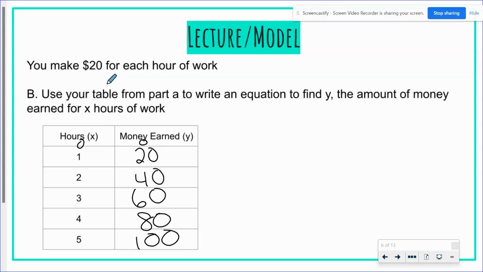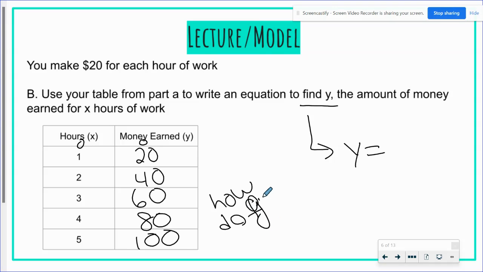So if we're finding y, that means we want a y equals equation. The amount of money earned for X hours of work. So we want to ask the question, how do we get from X to Y? That is the question that we are being asked.